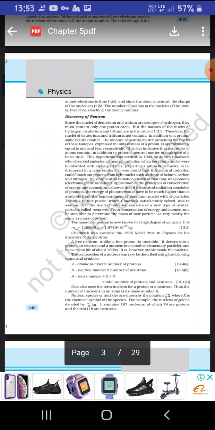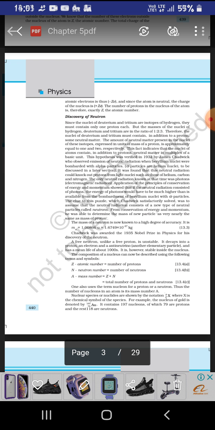So, the discovery of the neutron. Let us know how it was found. The masses of the nuclei of hydrogen, deuterium and tritium are in the ratio 1:2:3. Therefore the nuclei of deuterium and tritium must contain, in addition to a proton, some neutral material. The amount of neutral material present in the nuclei of the isotopes.